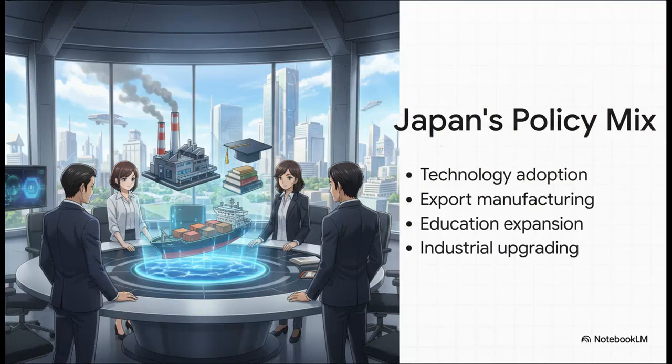Well, they used a highly specific policy mix. Japan was relentlessly focused on adopting foreign technology, vastly expanding education, and building a massive export manufacturing sector. But the real secret weapon here was coordination. Japan's Ministry of International Trade and Industry, famously known as MITI, actively guided and coordinated this whole industrial upgrading process. They essentially proved that strategic state intervention, when paired with a hyper-focus on high-quality manufacturing, can absolutely supercharge productivity.